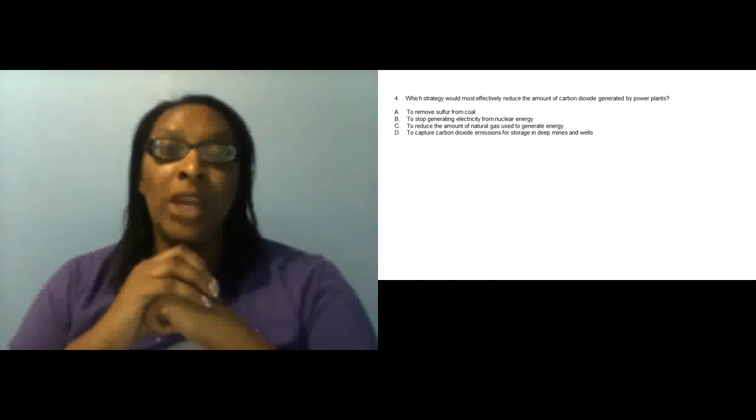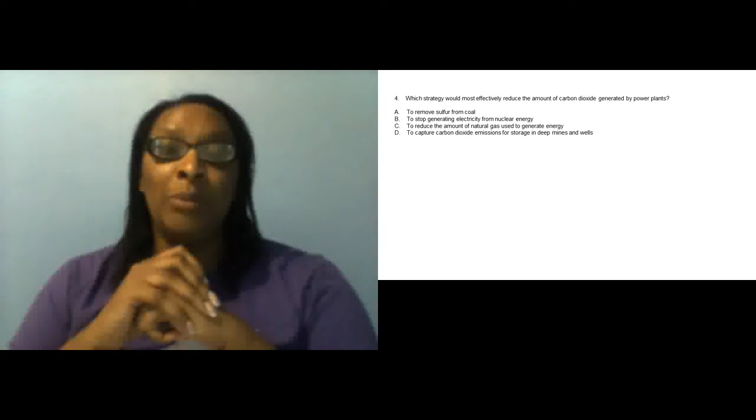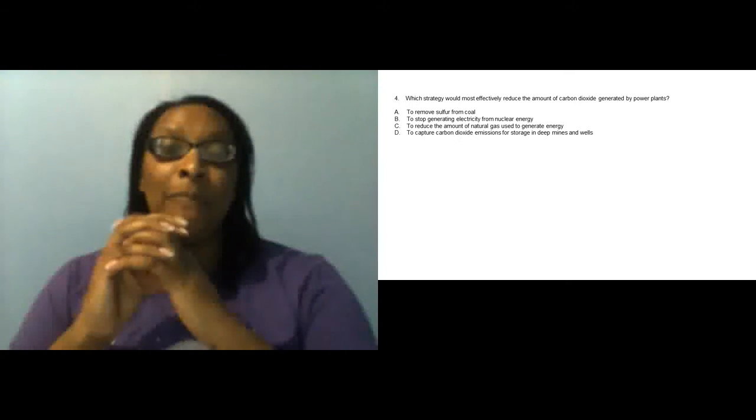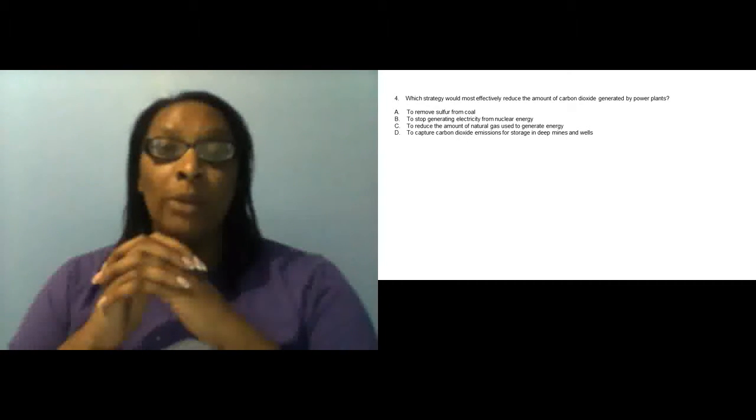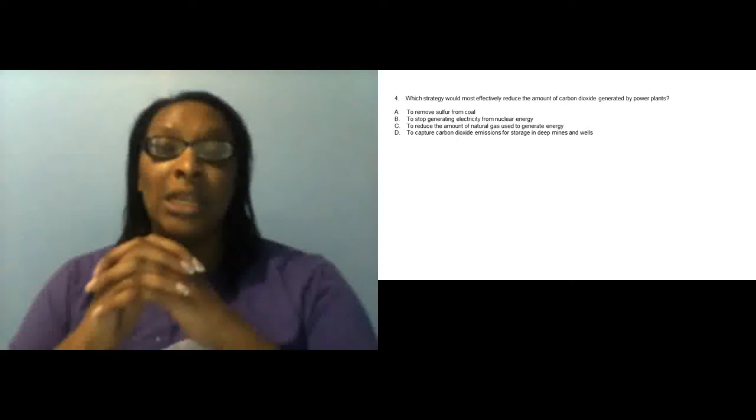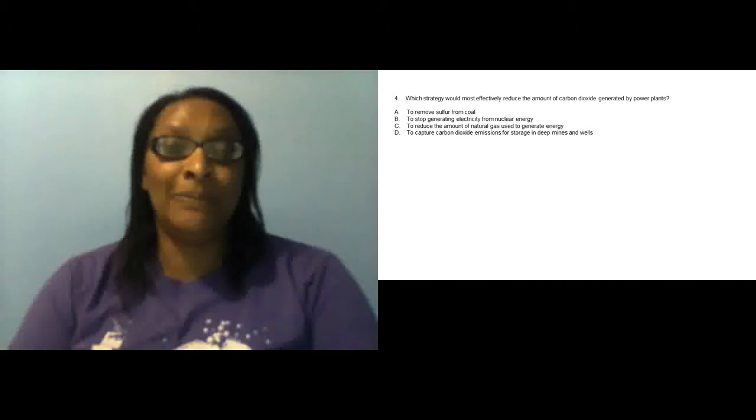Number 4, which strategy would most effectively reduce the amount of carbon dioxide generated by power plants? A, to remove sulfur from coal. B, to stop generating electricity from nuclear energy. C, to reduce the amount of natural gas used to generate energy. Or D, to capture carbon dioxide emissions for storage in deep mines and wells.